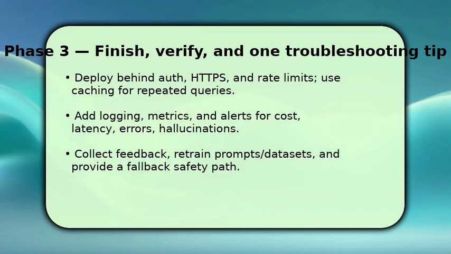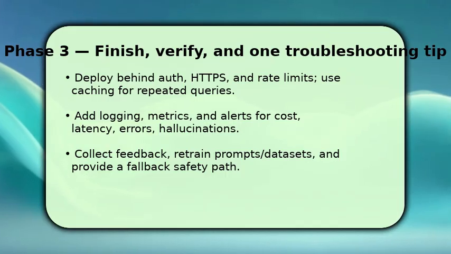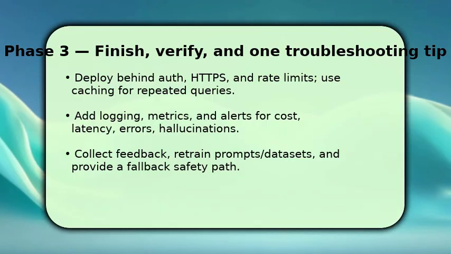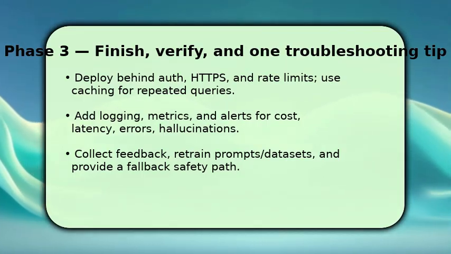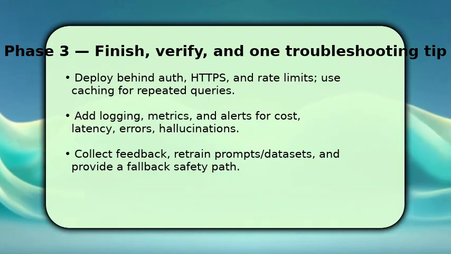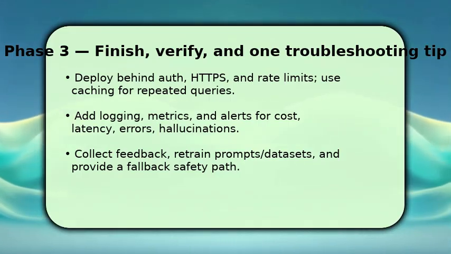Collect user feedback and iterate on prompts or fine-tuning data. If things go wrong, check API rate limits and token usage first. Often misconfigured pagination or unbounded history causes failures, so trim context and retest.